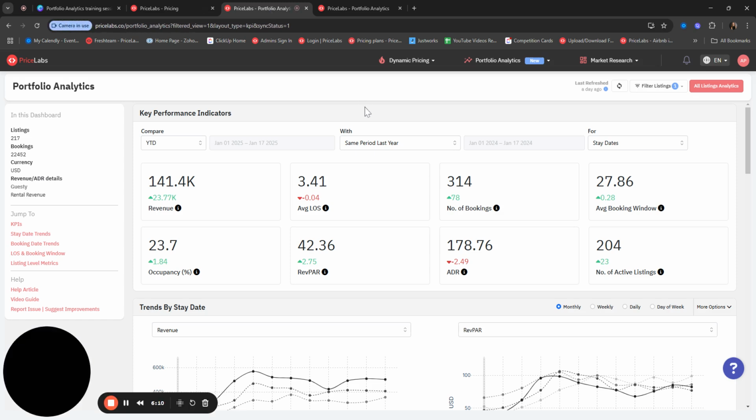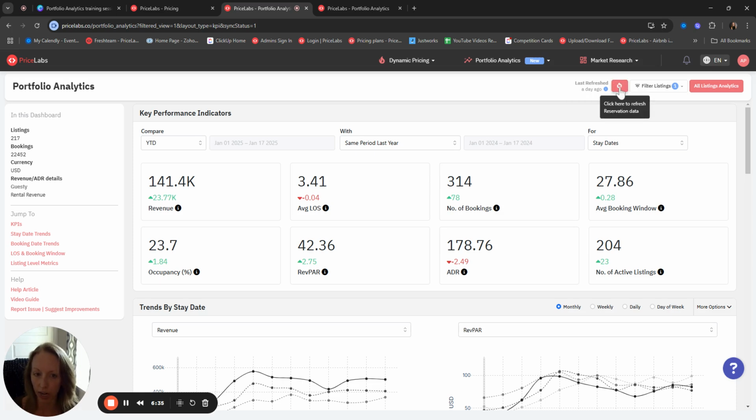So this is the KPIs and historic reports dashboard. We do have a few options here and a few things to note. So you have your last refresh time. This is good to know. For me in this example scenario, it was last refreshed a day ago. So if I know a bunch of bookings have come in today, it's important for me to know that, hey, I should refresh by clicking here to get the latest reservations data, because I want to see the latest information, and I know I've received a lot of reservations today.